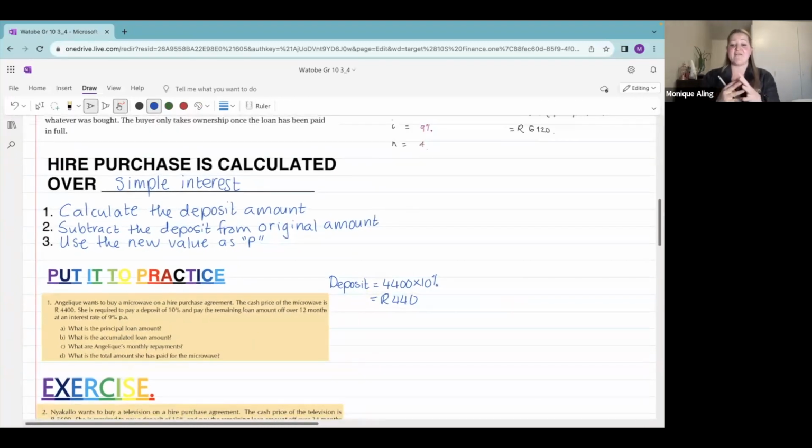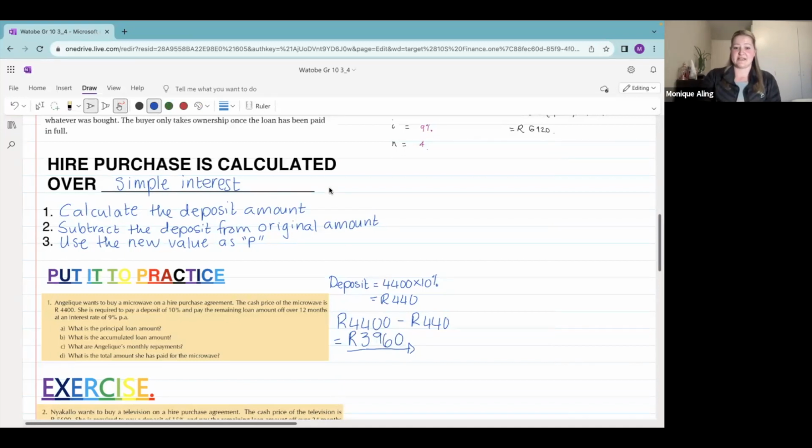But then if we have a look at step 2, it says subtract the deposit from the original amount. The original amount is 4,400. I'm going to minus the 440 because now she's paid that. It's coming off. She doesn't owe 4,400 anymore. She's paid 440 towards it, which gives you 3,960. So this is how much Angelique actually still owes now for that microwave before interest is added.